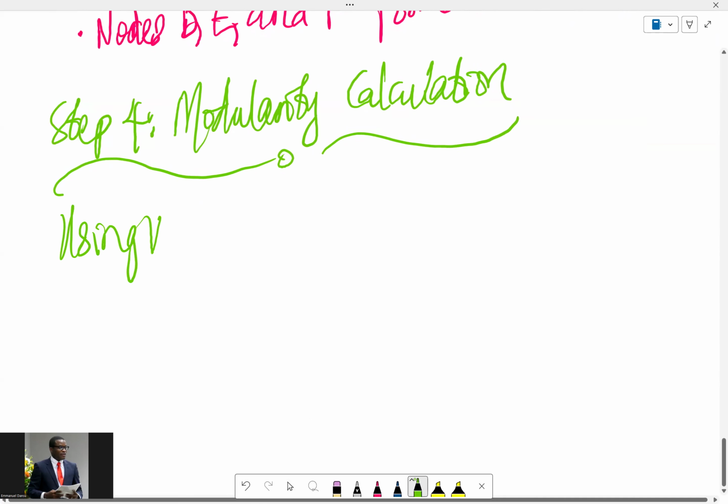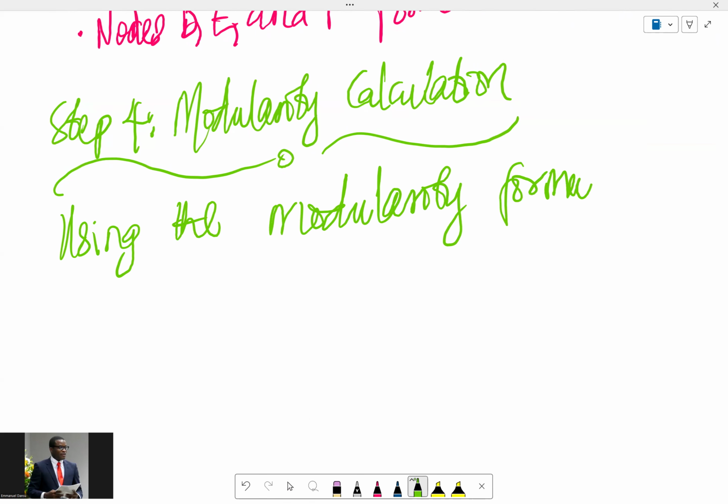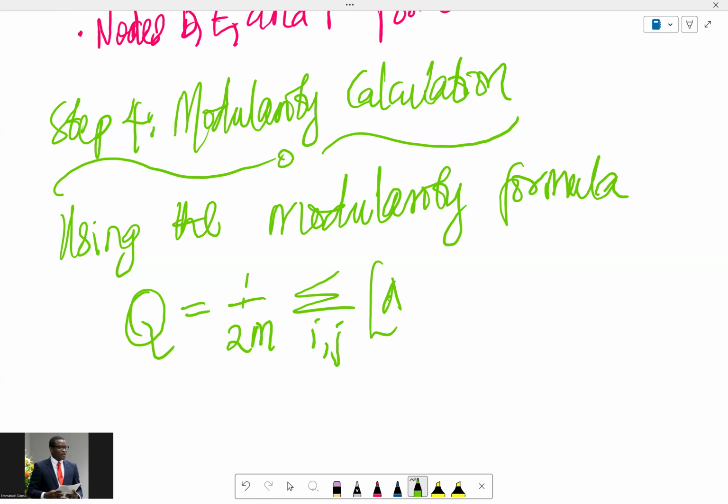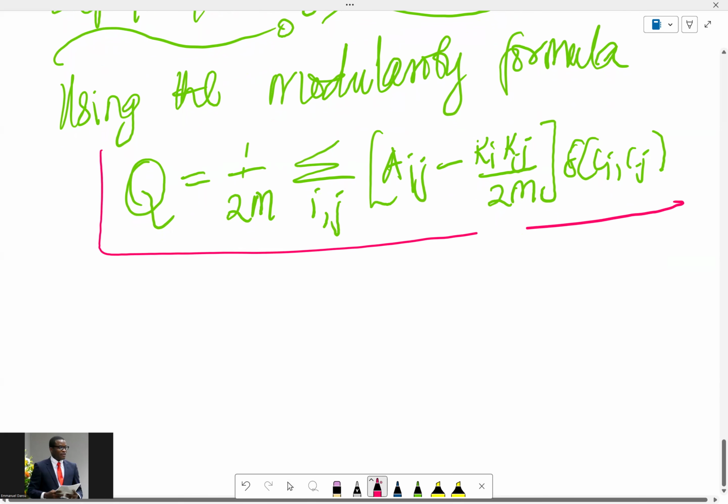using the modularity formula, which says Q is equal to 1 over 2m summation i comma j into Aij minus kikj over 2m, all of that multiplied by delta ci comma cj. So this is the formula for modularity.